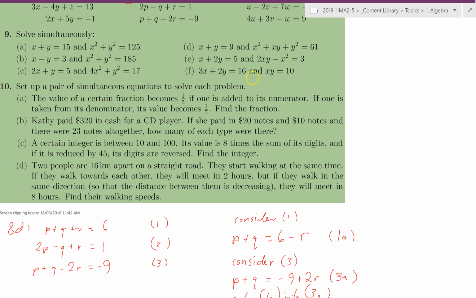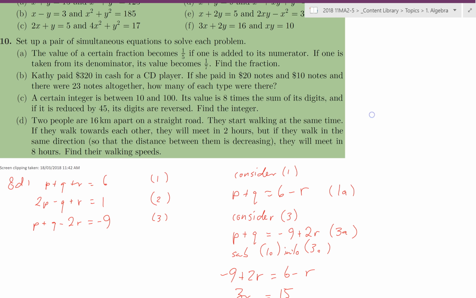Question 9, you've got some things here that are non-linear, so you will very possibly get more than one answer there. I would suggest when you do that, you might end up with a quadratic, a difference of two squares. Be careful how you deal with those things. And here you have some worded problems. Challenging, interesting, but I think there's enough of these challenge videos as it is.